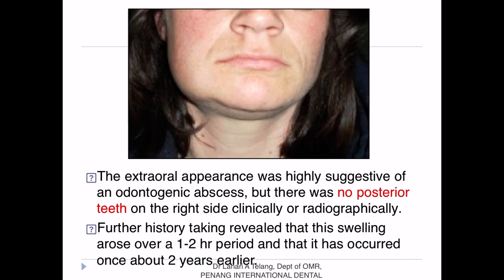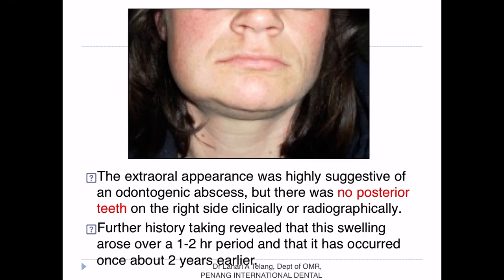It is highly suggestive of an odontogenic abscess. You would generally think it probably is a decayed tooth, and you're having a swelling here. But there were no posterior teeth on the right side clinically or radiographically. That means you've taken a radiograph and you suspected there are no teeth impacted either.